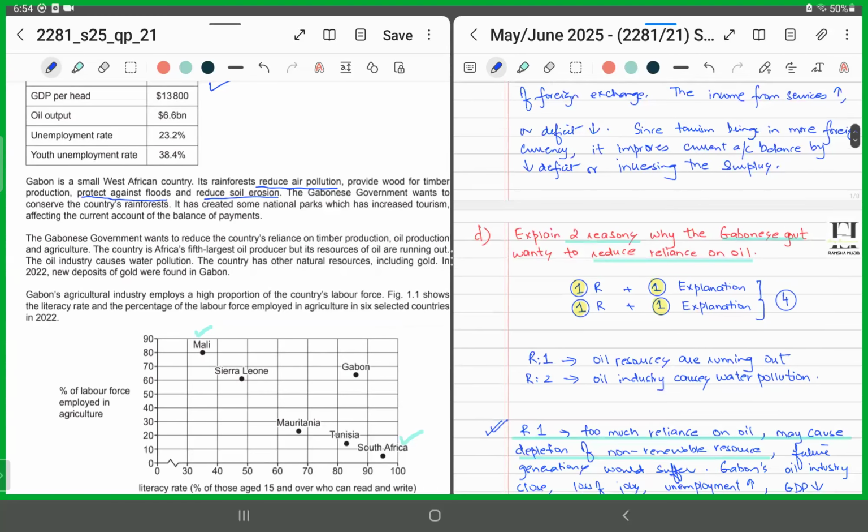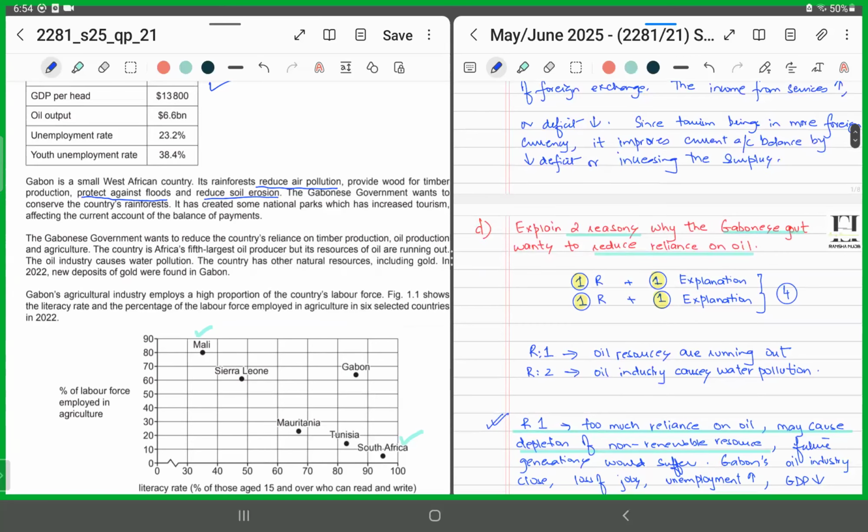The first reason, oil resources are running out. That's the reason why the government wants to reduce its reliance on oil. The second reason is that the oil industry causes water pollution. Remember, we identified that in the source.